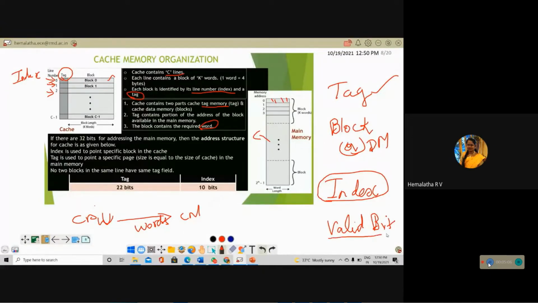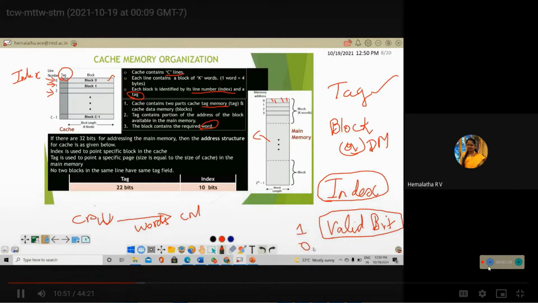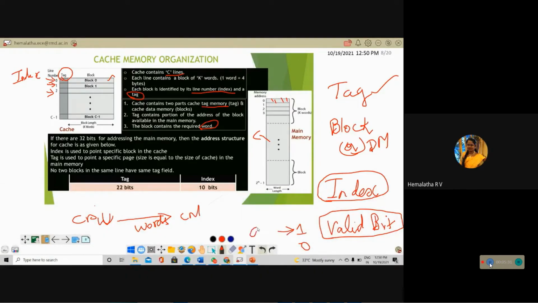So next will be called the valid bit. What is the use of this valid bit? Whenever the requested word is available inside this cache memory, it will be set as 1. So it will be a 1-bit, either 0 or 1. When your valid bit is 1, it is indicating that the requested word by the processor is available in your cache memory. If it is not available, it will be set as 0. So if the valid bit is there, the requested word is available. If it is not there, it will be indicated as 0. Okay, so this is a condition.